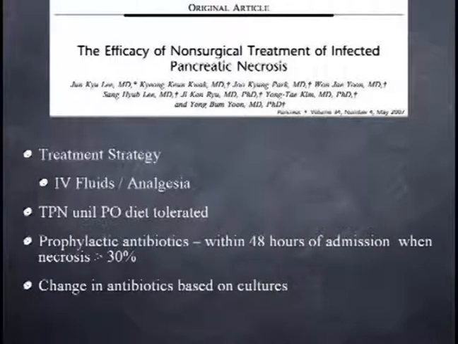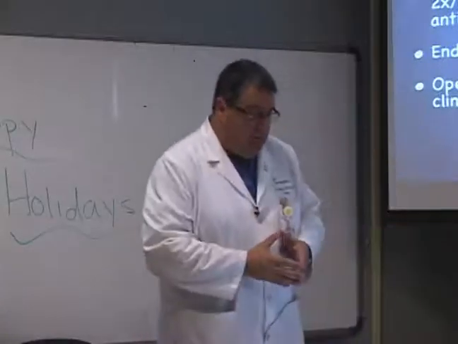Treatment strategy initially was IV fluids, analgesia. TPN was used until they could tolerate a PO diet. They used prophylactic antibiotics within 48 hours of admission when they had patients with greater than 30% necrosis, and they changed the antibiotics based on cultures. So, basically what we do in the ICU.